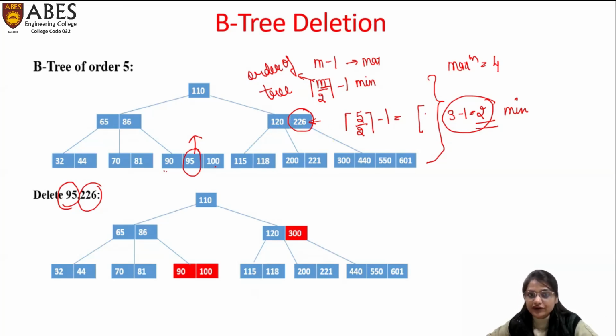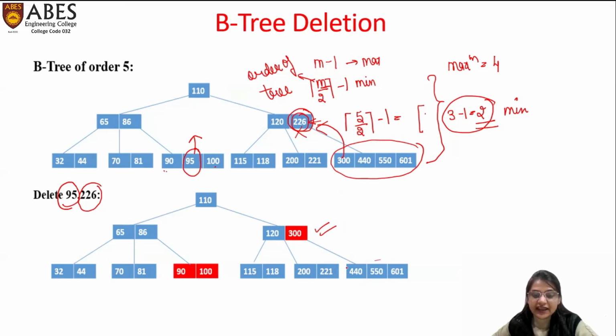So I have to look forward. This node has 4 values. Then 300 will be shifted here, and this 226 will be erased from here. Then the node structure will be like this. 300 will be shifted here, and this 226 will be deleted. And it will have 3 values now: 440, 550, and 601.